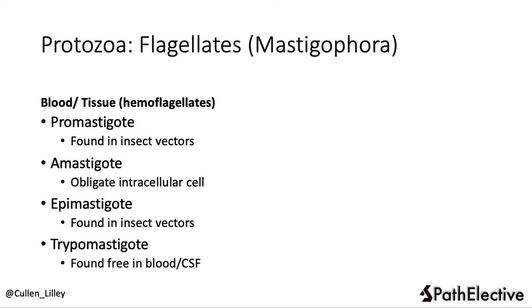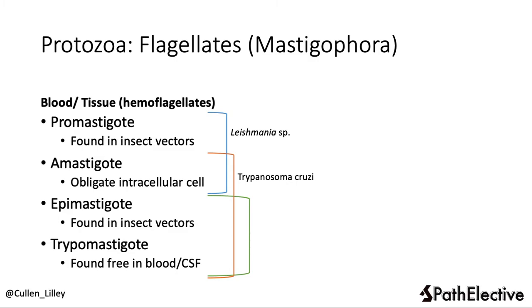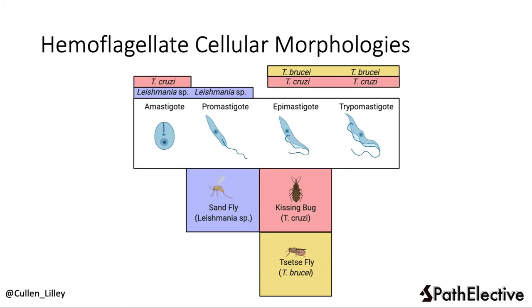So let's look at this kind of broadly. Promastigotes and amastigotes are seen with Leishmania species. Amastigotes, epimastigotes, and tripomastigotes are seen with Trypanosoma cruzi, and then epimastigotes and tripomastigotes are seen with Trypanosoma brucei and other non-cruzi trypanosomes. So here's the figure that I have here. Remember that the sandfly transmits Leishmania, the kissing bug transmits Trypanosoma cruzi, and the tsetse fly transmits Trypanosoma brucei.